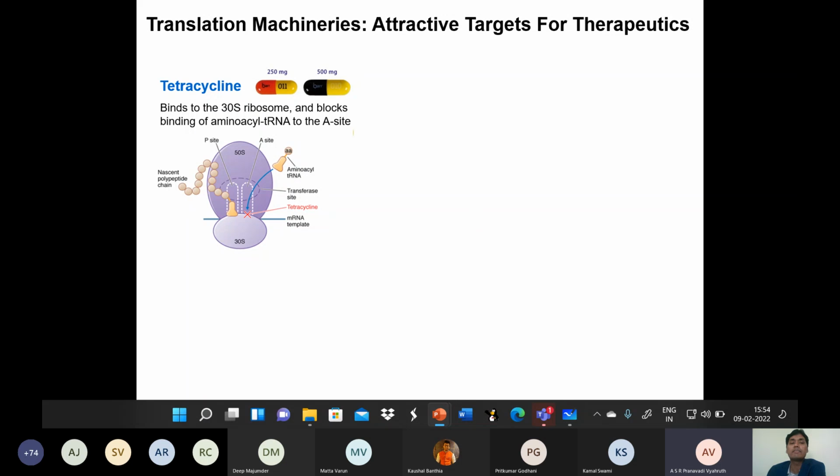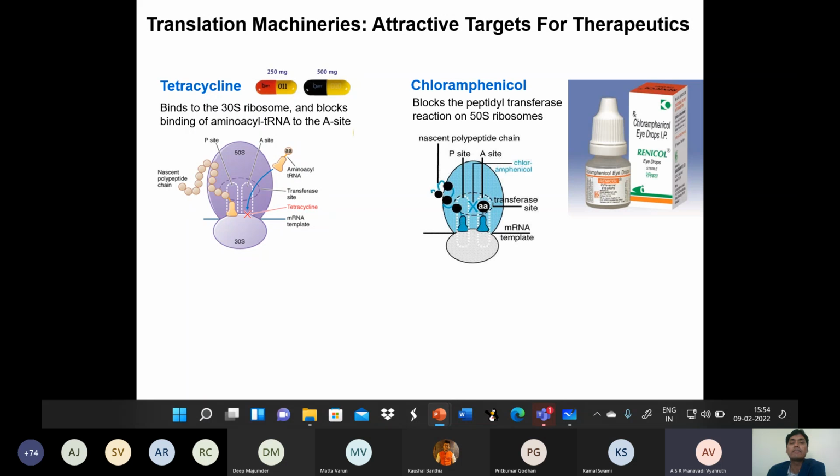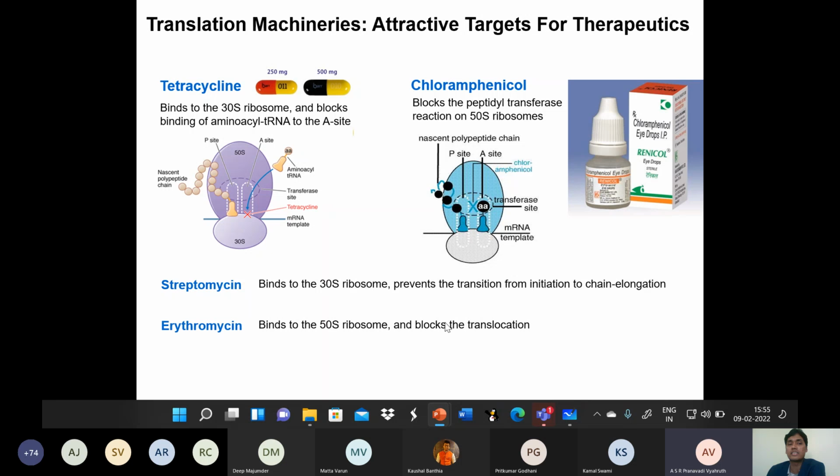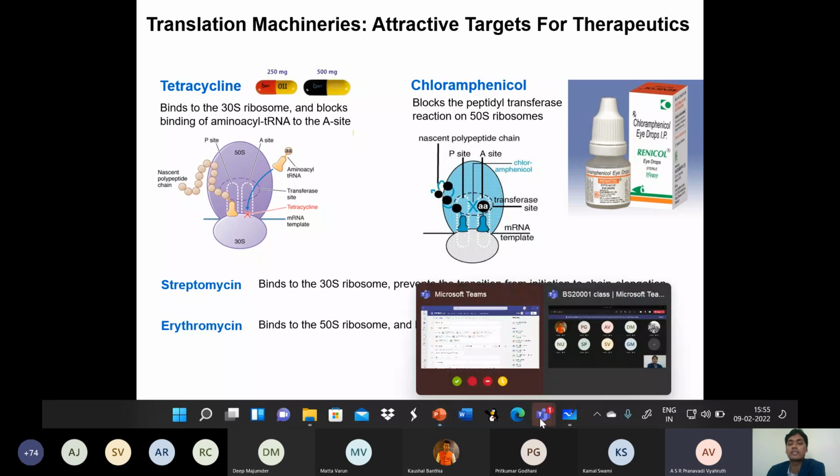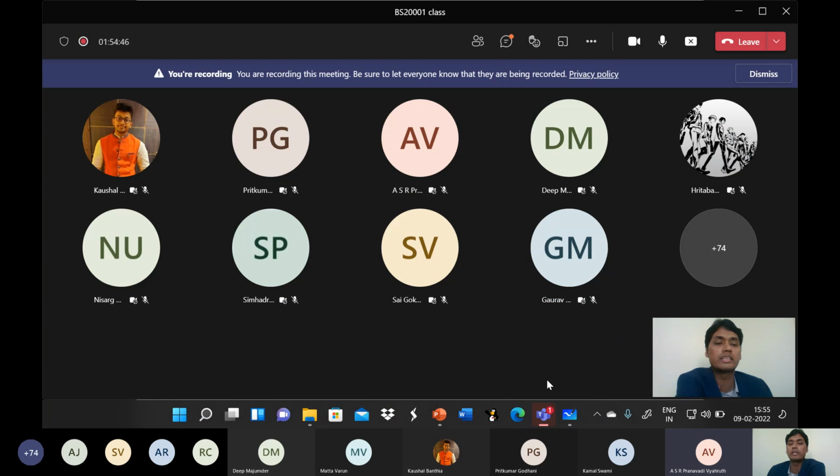So there are many antibiotics which target the translation machinery, like tetracycline and chloramphenicol, which are predominantly used in eye drops. So they also block protein synthesis. And similarly streptomycin and erythromycin, those are generic names, but if you go to a medicine shop, they will give you many antibiotics. Might not be the same name, but the ingredient should be something like that.